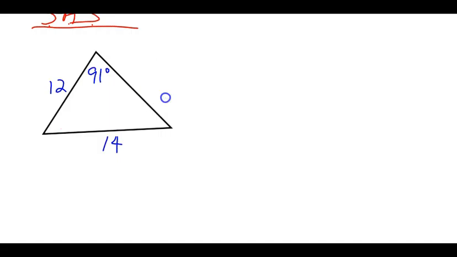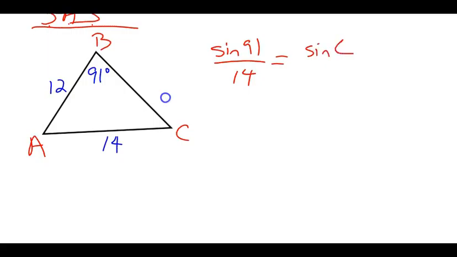So, to make my life easier, I'm going to call these angle A, B, and C, just so I have a point of reference. And I want to say, all right, the sine of 91 degrees over 14 equals the sine of C over 12. I have to find that angle first, okay? All right, so now I type that in. You know how to do that.